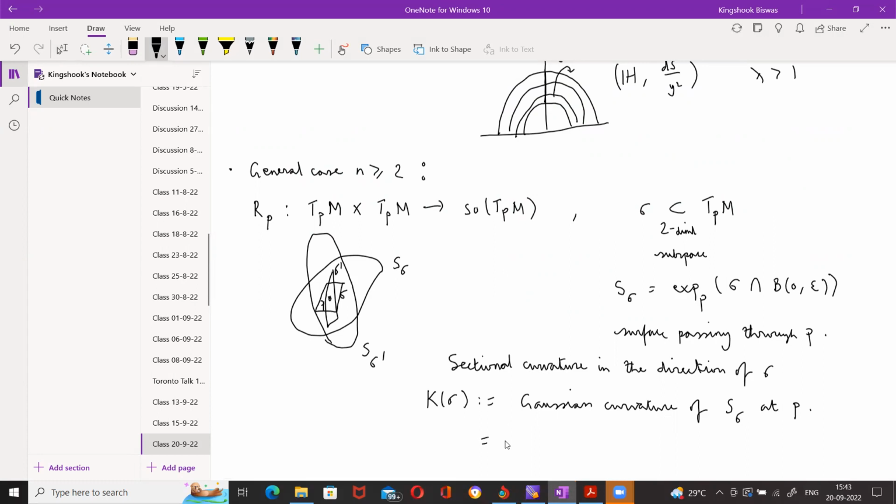So this is equal to this quantity R(x, y, x, y) divided by the norm of x wedge y squared. These two are equal. You can look it up in do Carmo.